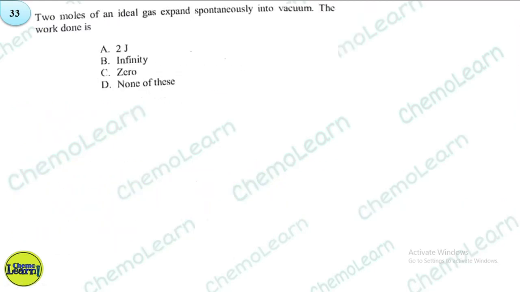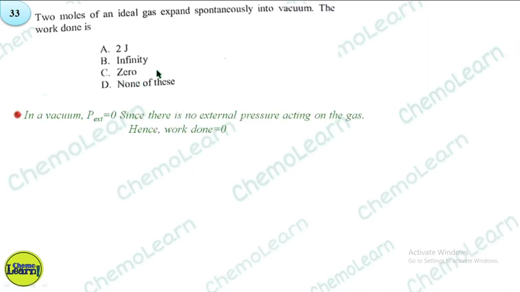Question number 32. 2 moles of an ideal gas expand spontaneously into vacuum. The work done is 2 joule, infinity, 0, or none of these. Here the condition given is vacuum. So, in vacuum, the external pressure equals 0. So, there is no external pressure acting on the gas, and work done equals 0, because you know the formula W equals P delta V, and P equals 0, that means W equals 0.